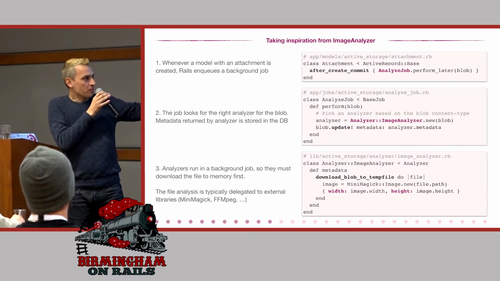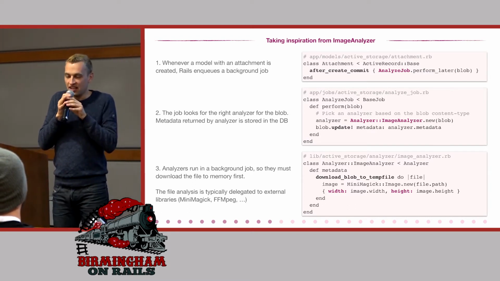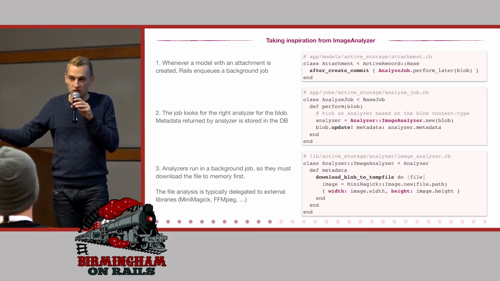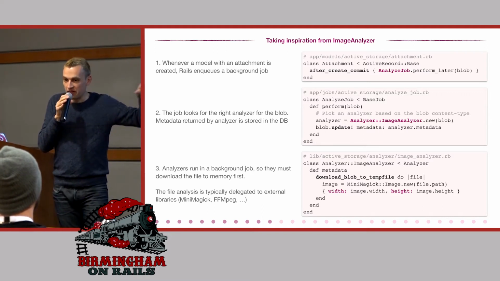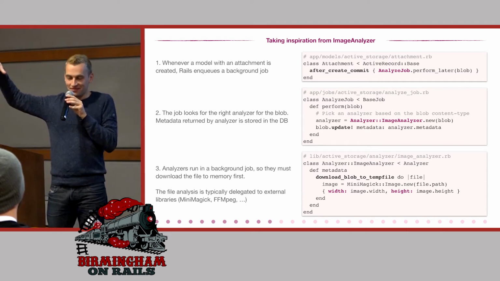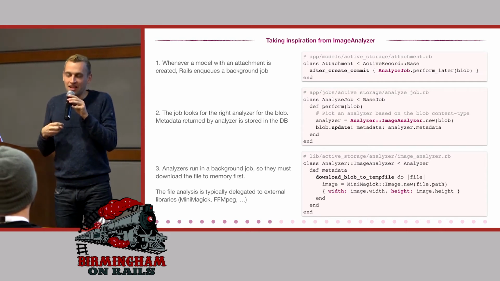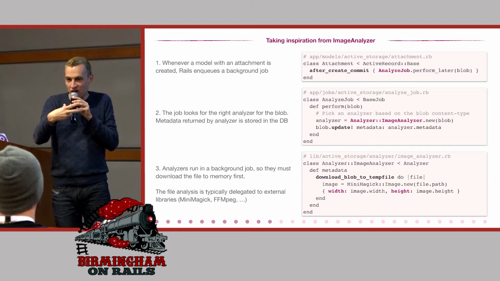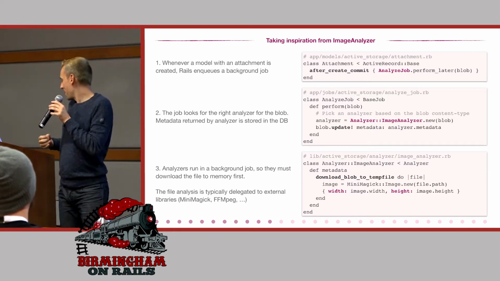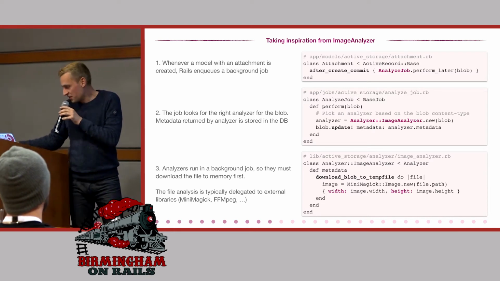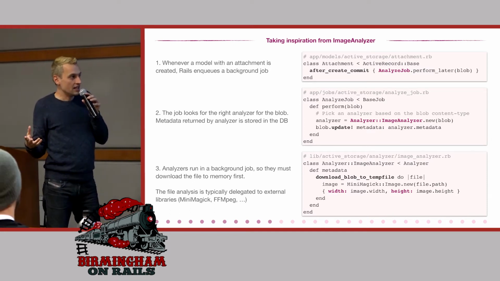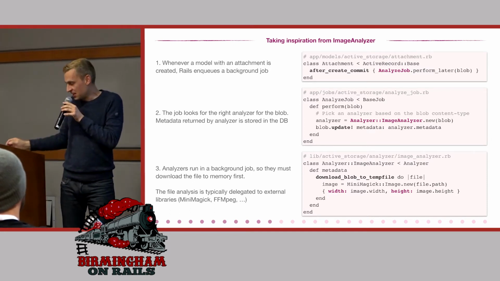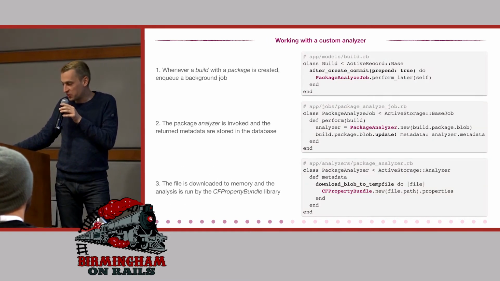The important thing about the analyzer is that, as I mentioned, it runs in a background job, so it needs this download blob to temp file method because the file is maybe on S3 and it needs to be in memory. Every analyzer is going to call this method. And so, given that this is what happens with images, let me show you what we can do with packages.